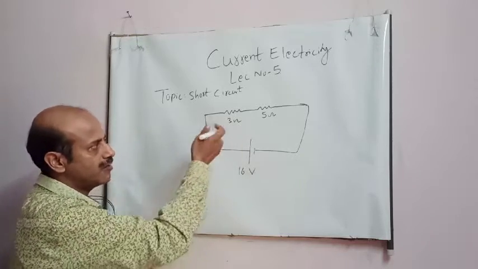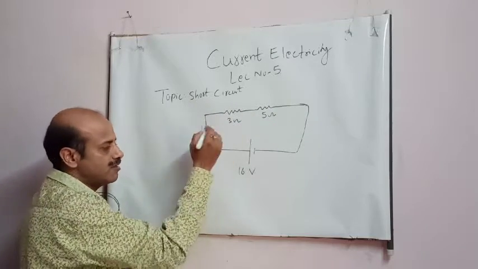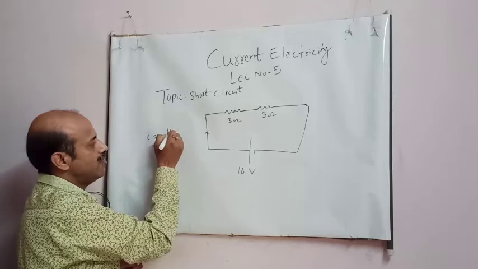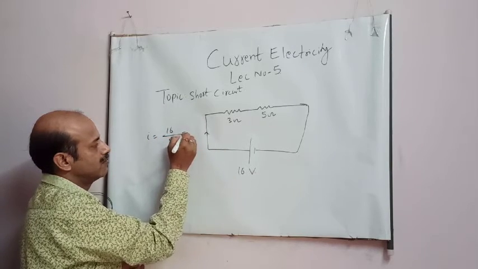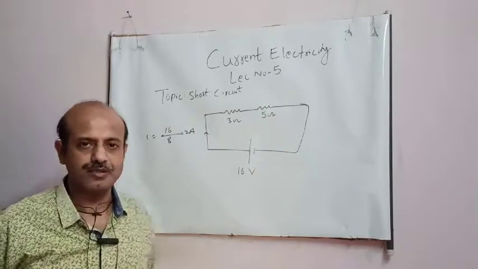As you know, you can find the current through these resistors easily. Now how much is the current in this circuit, student? I is equal to V upon R. 2 ampere. 2 ampere will flow in both the resistances.